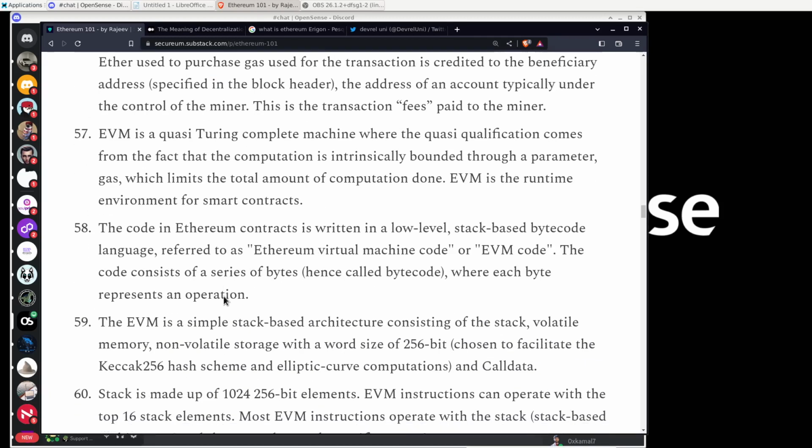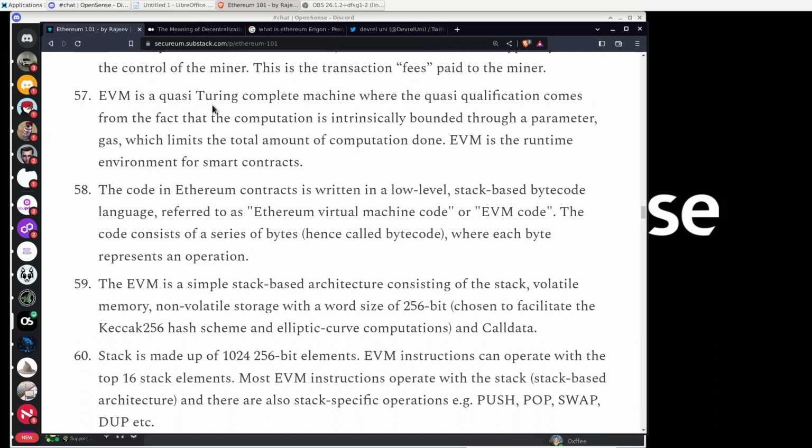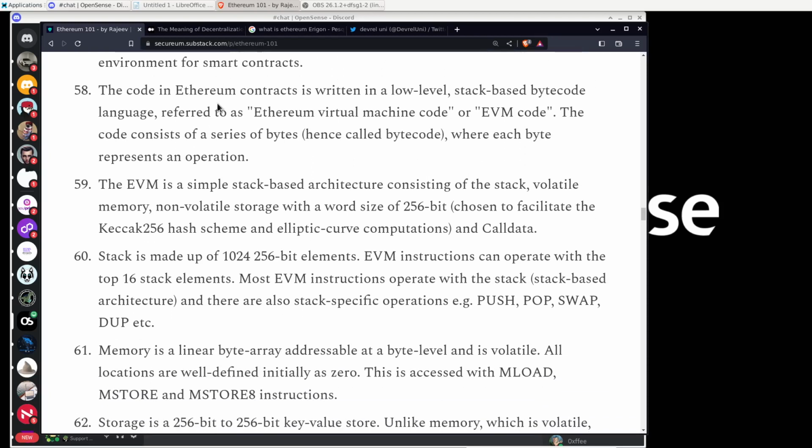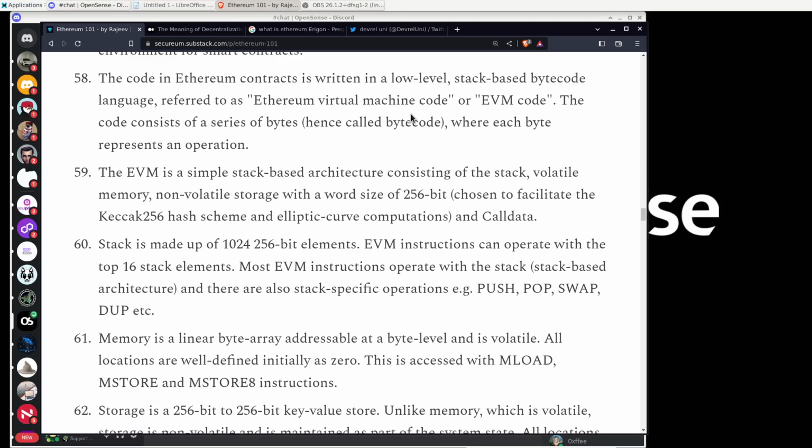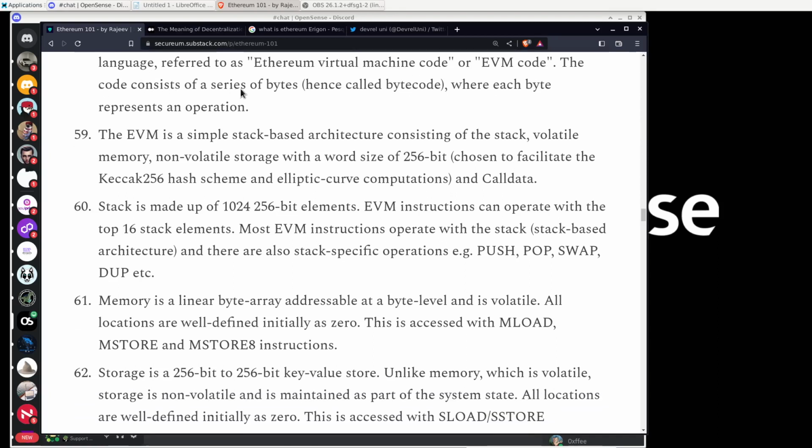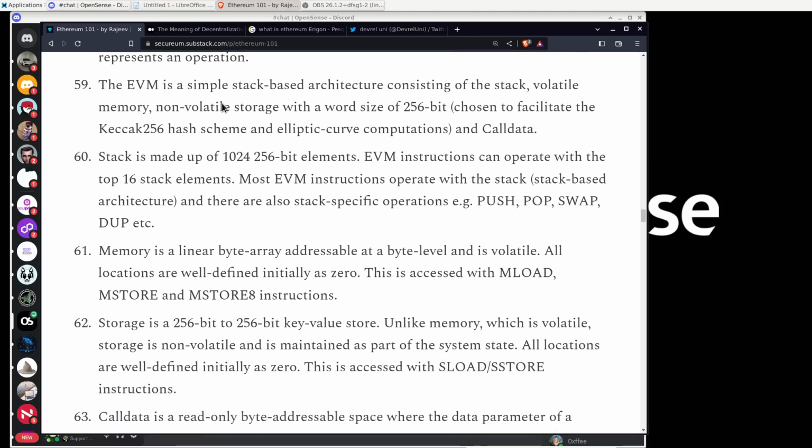Okay, so let's go for the EVM part. EVM is a quasi-Turing complete machine, where the quasi qualification comes from the fact that the computation is intrinsically bounded through a parameter, gas, which limits the total amount of computation done. EVM is the runtime environment of smart contracts. The code in Ethereum contracts is written in a low-level, stack-based bytecode language, referred to as Ethereum Virtual Machine code, or EVM code. The code consists of a series of bytes, hence called bytecode, where each byte represents an operation. The EVM is a simple stack-based architecture.